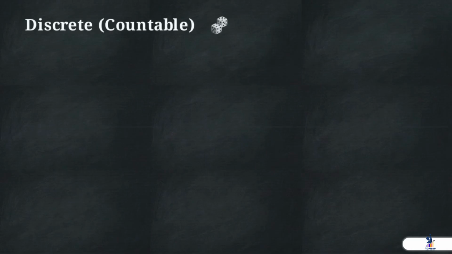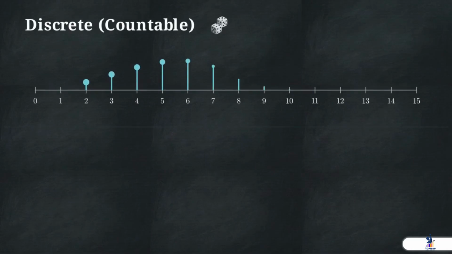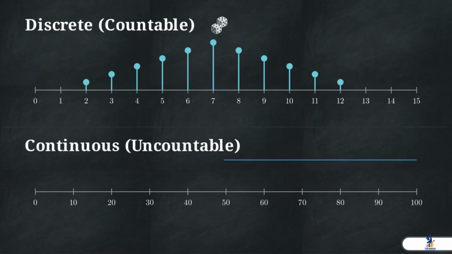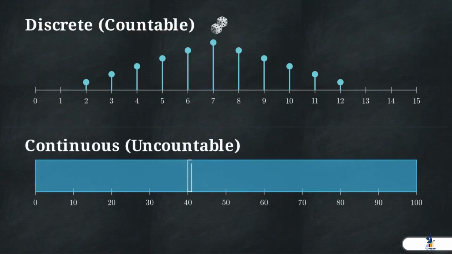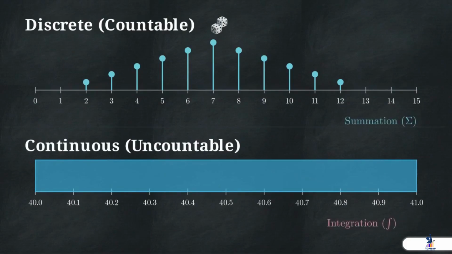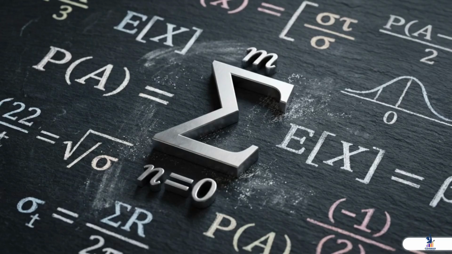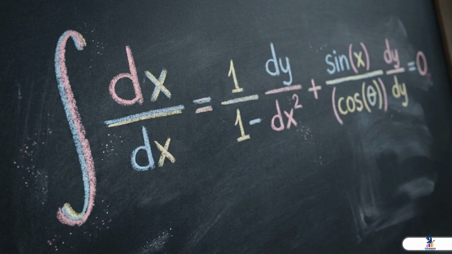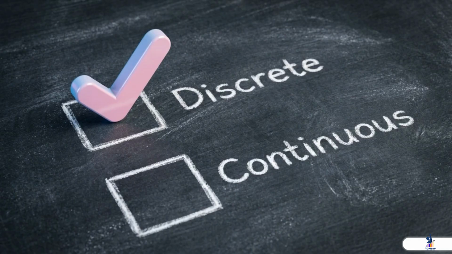Discrete random variables take a countable set of distinct values with spaces between them, like rolling dice. Continuous variables take any value within an uncountable interval, like height or wait time, where the scale is infinitely divisible. This distinction dictates the math. Discrete variables use summation to find probabilities, while continuous variables require calculus and integration. Categorizing the variable correctly is the prerequisite for all subsequent operations.